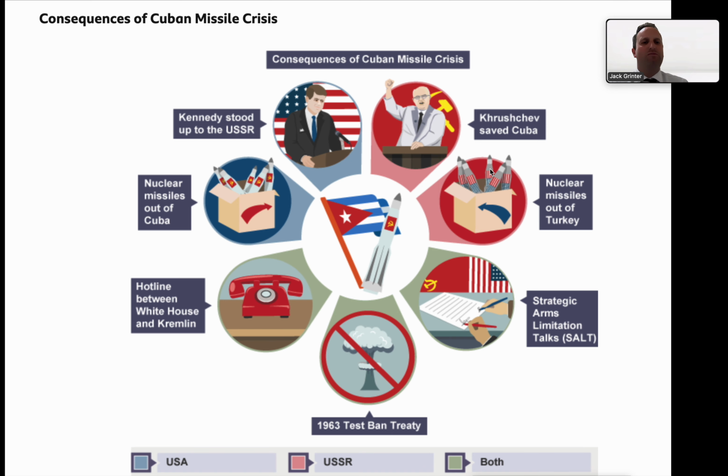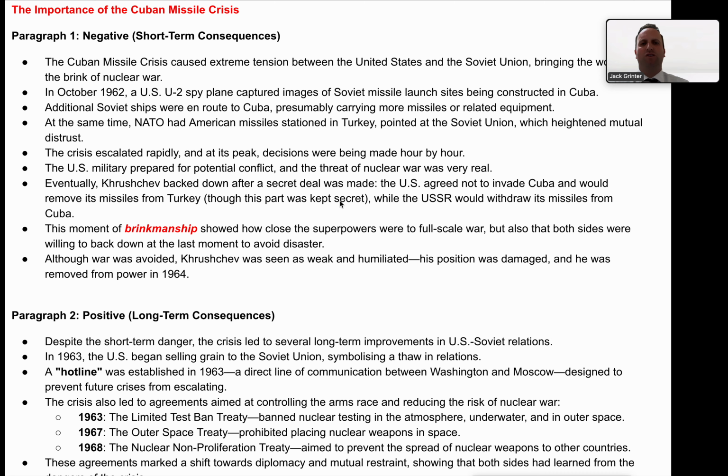We also see the nuclear missiles taken out of Turkey, and they start to talk about, which is what we'll look at in Key Topic 2, it paves the way for Détente and SALT I, which is actually signed in early 1972. SALT I is signed. So, if you've got a question about the importance of the Cuban Missile Crisis, there's a lot to write about. I think this would be a really good question to have.